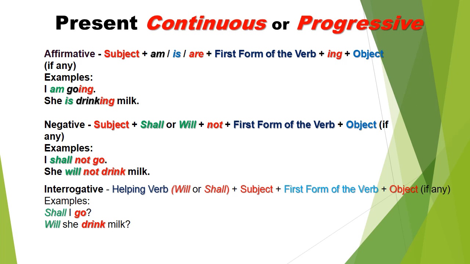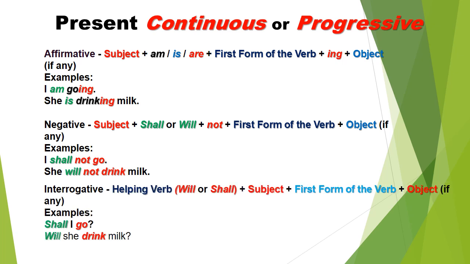For interrogative construction, helping verb will or shall plus subject plus first form of the verb plus object if there is any. Examples are: shall I go? Will she drink milk?